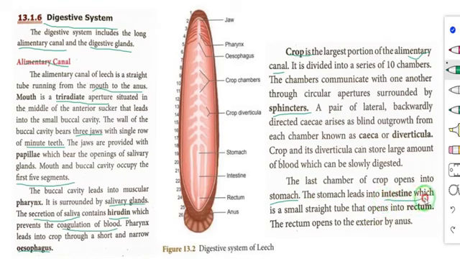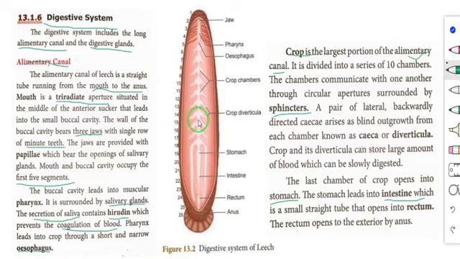Have you got it, children? The intestine is a small straight tube that opens into the rectum. The rectum opens into the exterior by the anus.